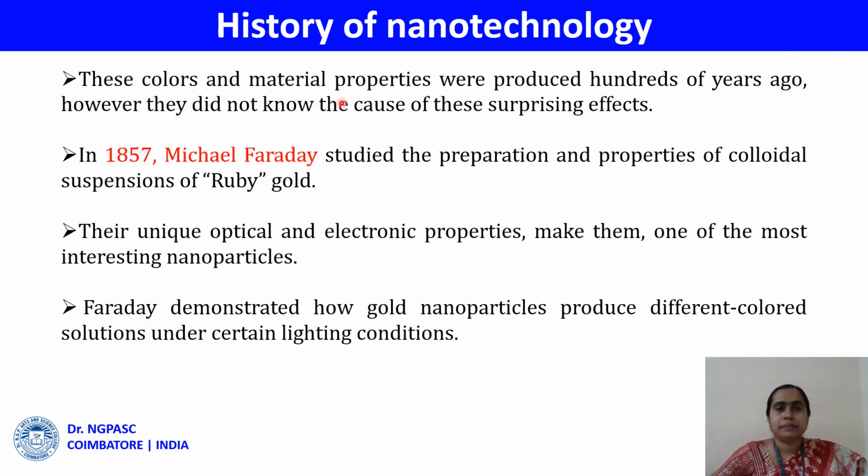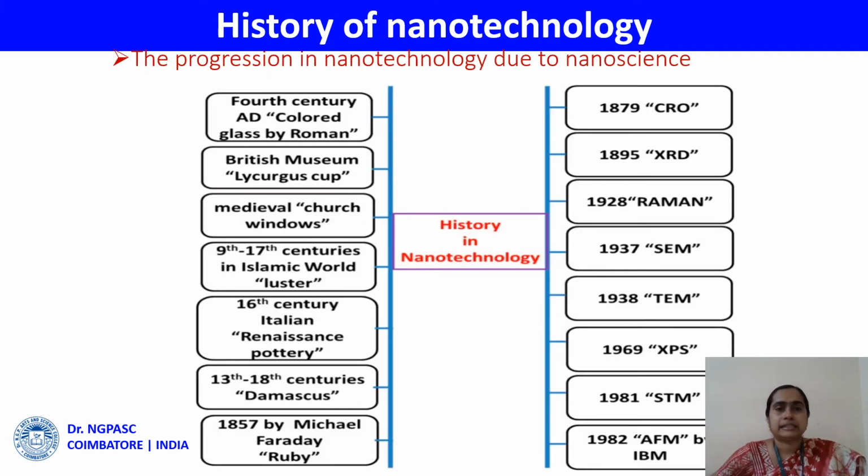And these colors and material properties were produced hundreds of years ago when they didn't know why these surprising effects were happening. And in 1857, Michael Faraday studied the preparation and properties of colloidal suspensions using ruby gold. Their unique optical and electronic properties make them one of the most interesting nanoparticles. Faraday demonstrated how gold nanoparticles produce different colored solutions under certain lighting conditions.